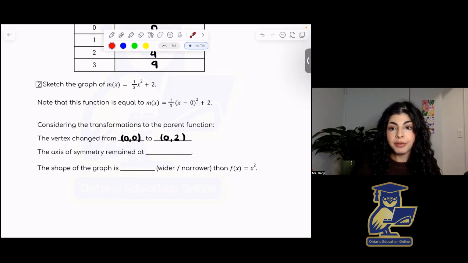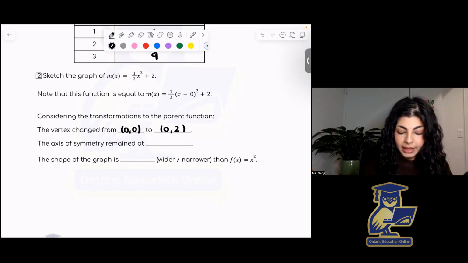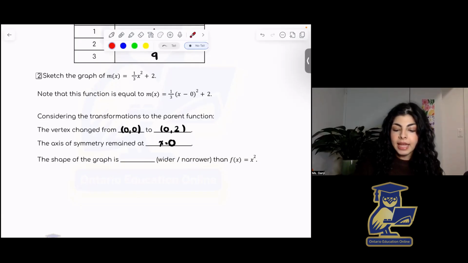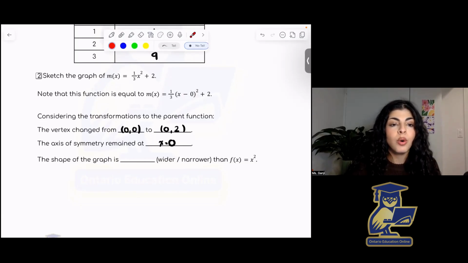As well as when you are reflecting, because you reflect over the x-axis, your vertex will also change with respect to the x-axis. And our axis of symmetry is actually going to stay at x is 0. And the reason for that is that we don't have any horizontal translations. We have not moved our function left or right, so our axis of symmetry is still the same.